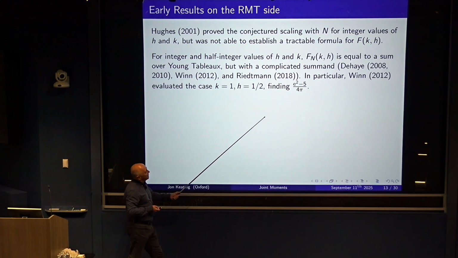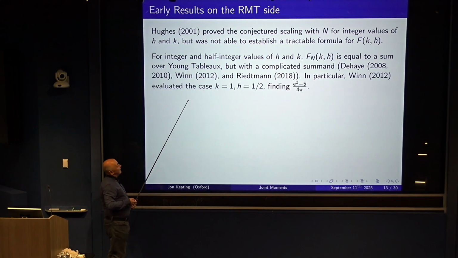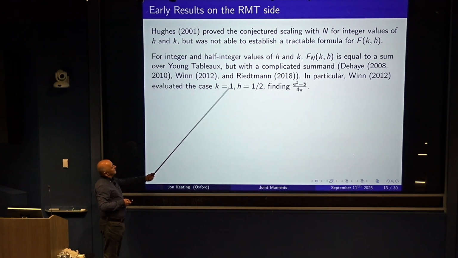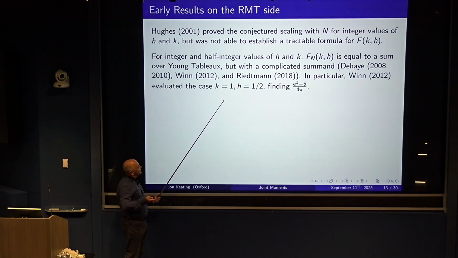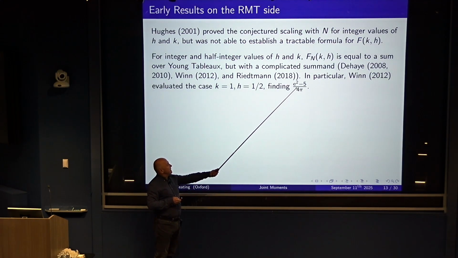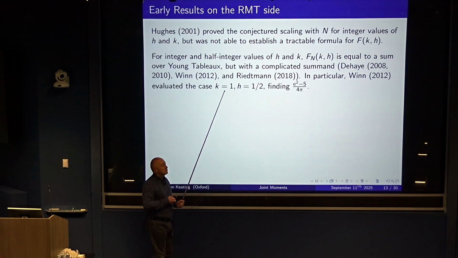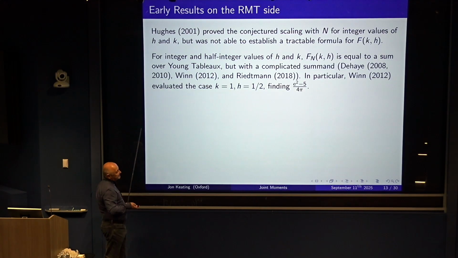In fact, Brian Winn, in a very beautiful piece of work, in my opinion, evaluated using this kind of representation theoretic approach, this relation to Young tableaux, the case when k is 1 and h is a half, which is the case that Conrey and Ghosh did on the number theory side. He got from random matrix theory this constant (e squared minus 5) over 4 pi. So that's rather satisfying. That suggests that random matrix theory tells you not just about the moments, but about the joint moments.